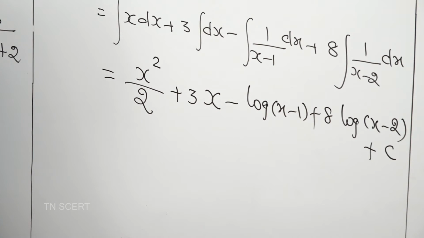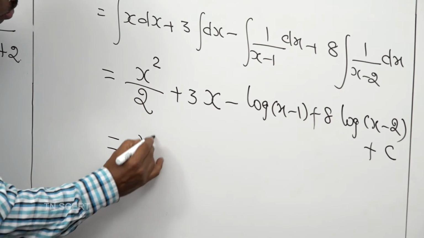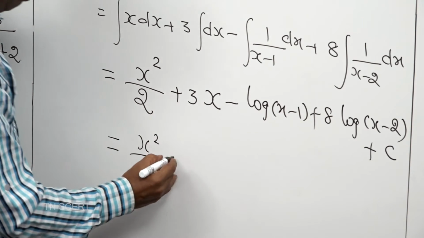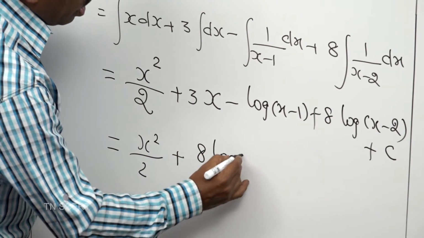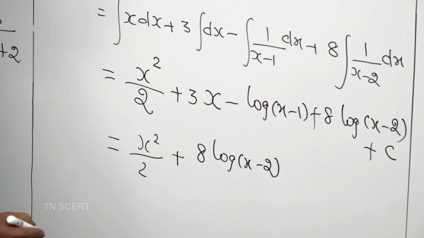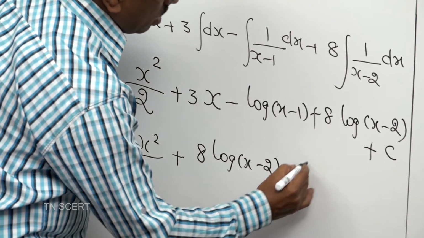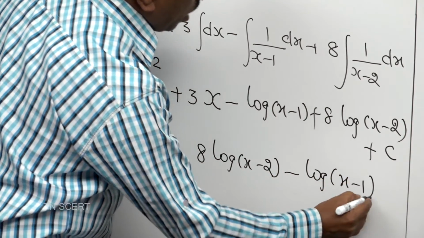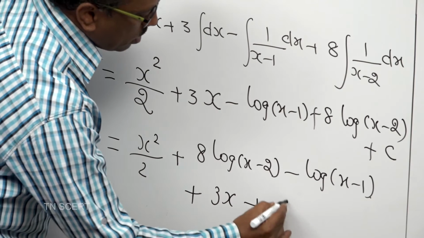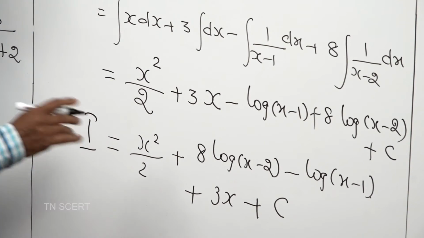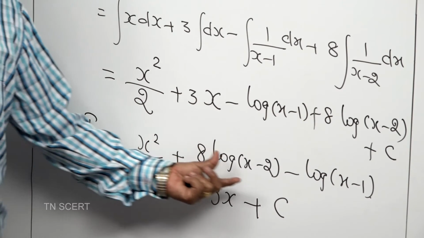Whether the problem is completed or not yet, because we can do some simple methods and some simple calculation, if there is a possibility. That is x squared by 2 plus 8 into log of x minus 2 minus log of x minus 1 plus 3x plus c. With that, this problem ends. With that, the problem is also solved.